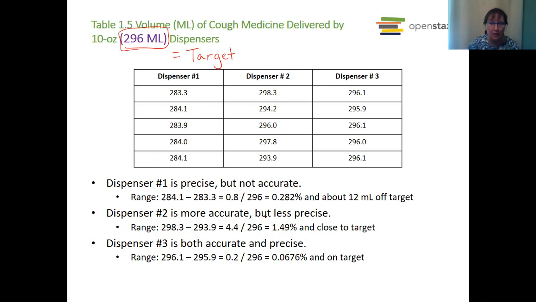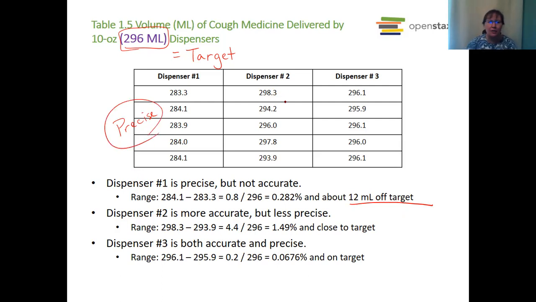I won't be asking you to calculate these error percents, so don't worry too much about that. I'm just showing you where that comes from. So these are all very close together. They are precise because they are close together. However, they're 12 milliliters off from the target. That's quite a bit. So dispenser number 1 is precise, but not accurate.